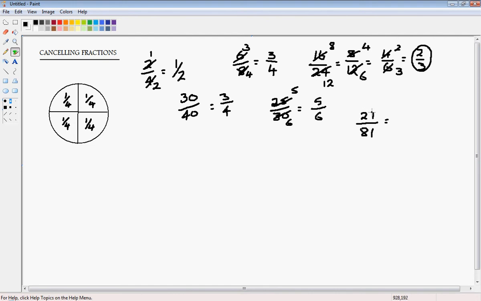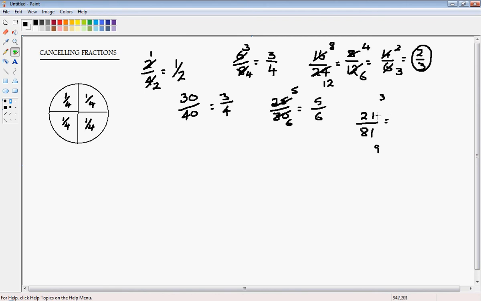If I add 2 and 1 together, so I just add these two numbers together, 2 and 1 gives me 3. 8 plus 1 gives me 9. Okay, now does 3 go into 3? Well, yes, we know it does. Does 3 go into 9? Well, yes, we know it does. So if 3 goes into 3 and 9, 3 will go into 21 and 3 will go into 81.